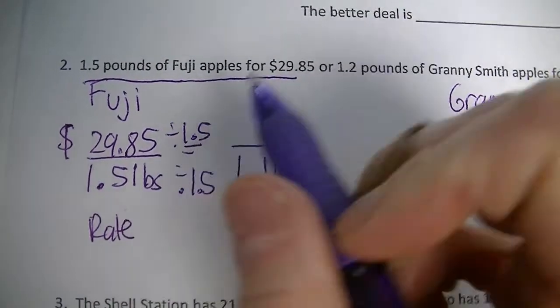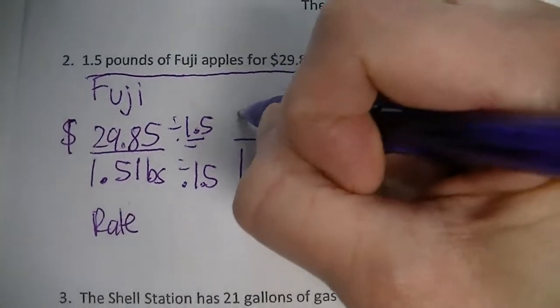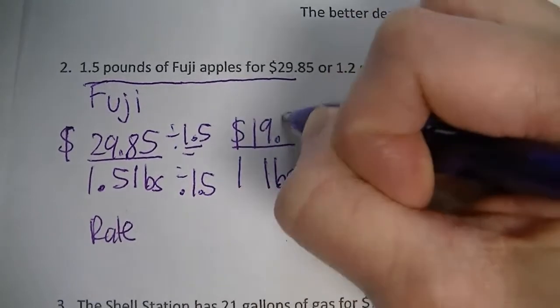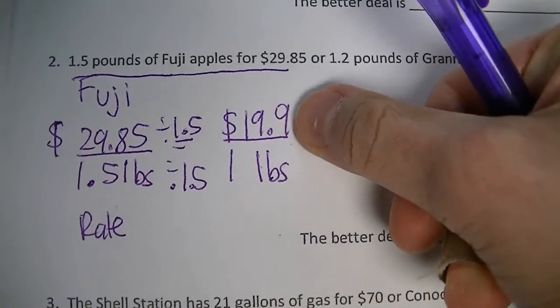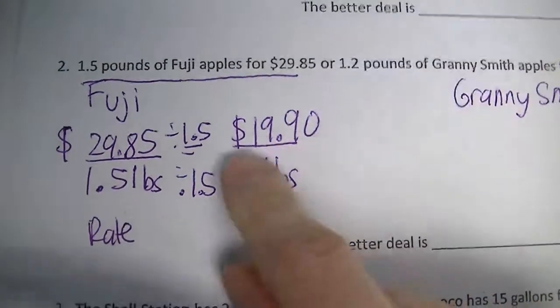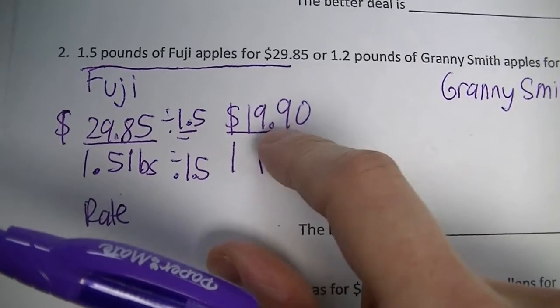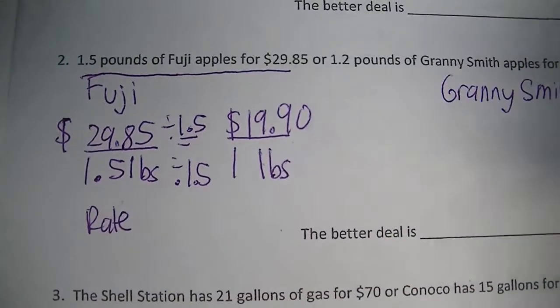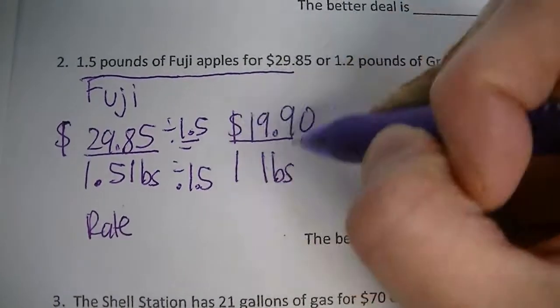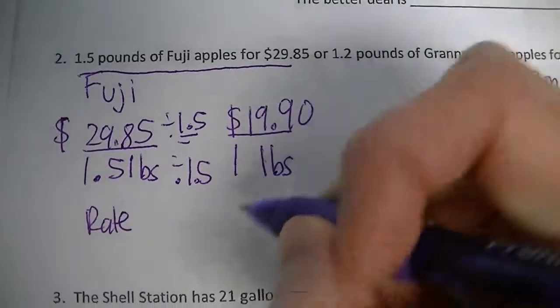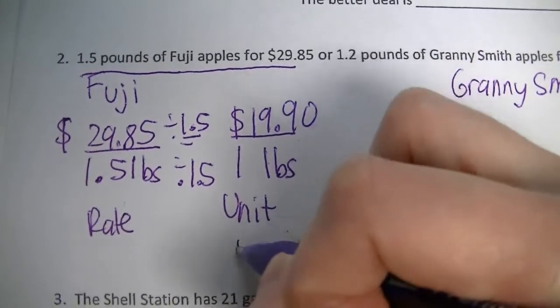$29.85 divided by 1 5 tenths is going to give you $19.90. I think when you typed it in your calculator, it would say 19.9, but think of it as money, so I did include that hundredths digit right there, just so it makes sense for me. So $19.90 for 1 pound, and that's the unit rate.